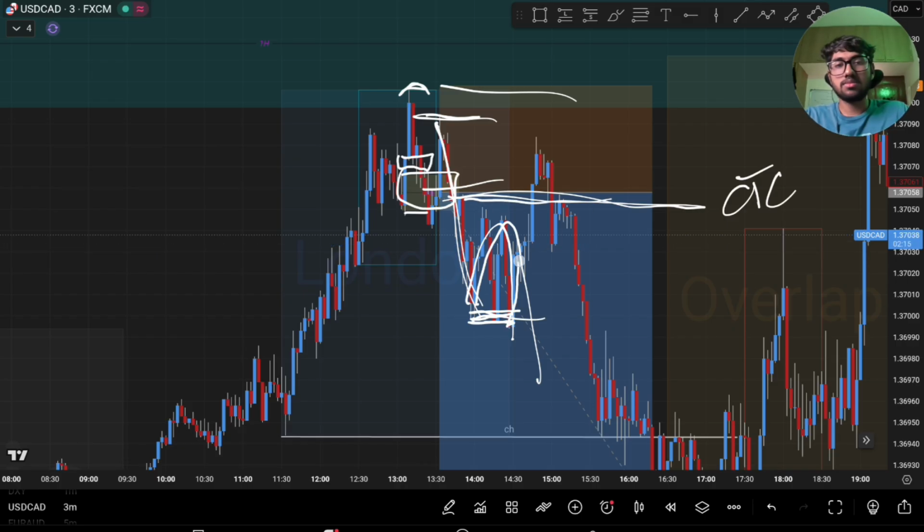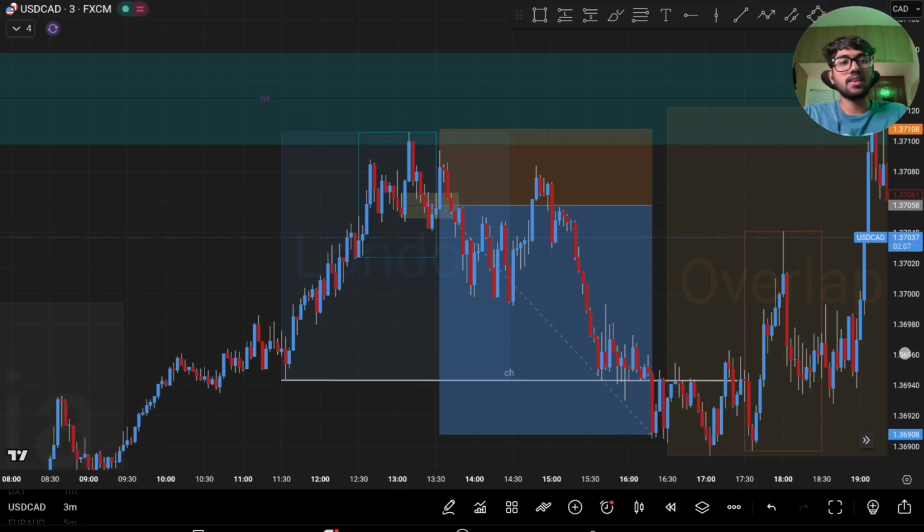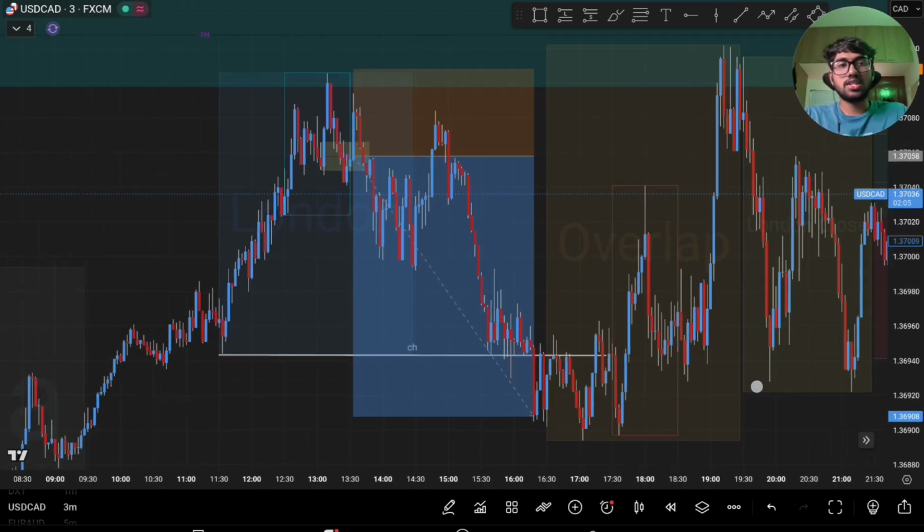And the moment I put my SL cost to cost, price literally came back into cost to cost, took out my cost to cost SL and gave me full TP. So that is pretty much it.